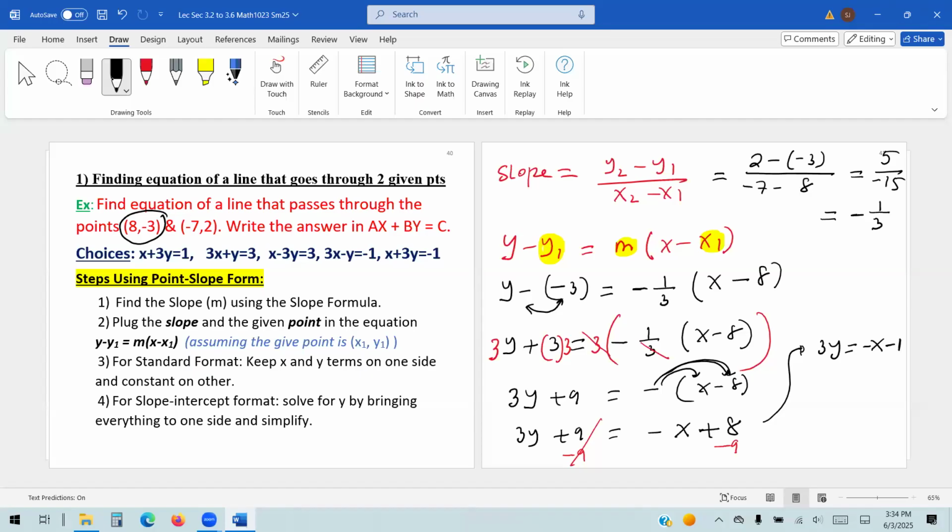Now we have one more thing to fulfill the requirement of standard form. What is our last step? We want x next to the y. So we add x to both sides. So they cancel out. We have x plus 3y equals negative 1. And now we are finally done. We have x and y together, no fraction, no negative x. So which are the choices we have? The last one. X plus 3y is negative 1.